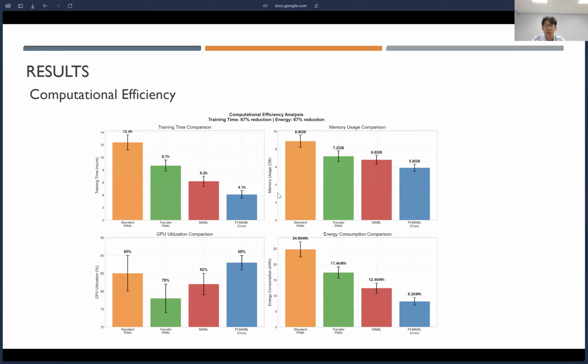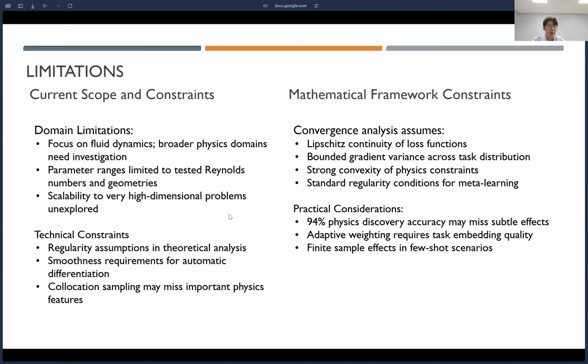So higher GPU utilization also indicates better computational efficiency. These energy savings are important for application requirements, and the efficiency gains are also important for actual deployment. And so it shows that these computational benefits make the approach practical for real world applications where computational resources are limited. And so the current limitations: I really only tested on fluid dynamics.